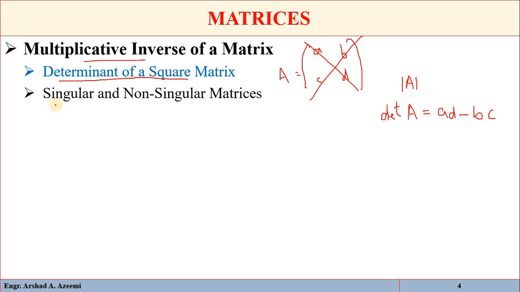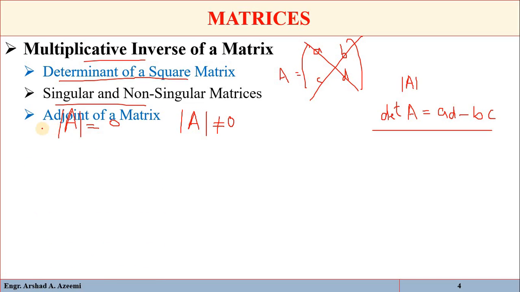Then we have two types of matrices. One is called the singular matrix and the second one is called the non-singular matrix. A square matrix A will be called a singular matrix if its determinant is 0, and a square matrix will be called a non-singular matrix if its determinant is not equal to 0. We will determine its determinant, and if it is equal to 0, it will be a singular matrix, and if it is not equal to 0, it will be a non-singular matrix.